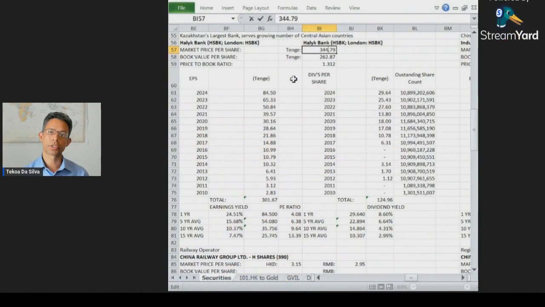Here's some historical information on this company called Pollock Bank. I've taken the market share price of $344.79, and I've arranged it against their earnings on a per share basis going backward over time. If we take the earnings on a per share basis over the last 5 years and divide it into the current share price, we come to a PE ratio of about 6.38. If we go back further and look at the 10-year average, it's about 9.64. Going back further, the 15-year average is about 13.39.